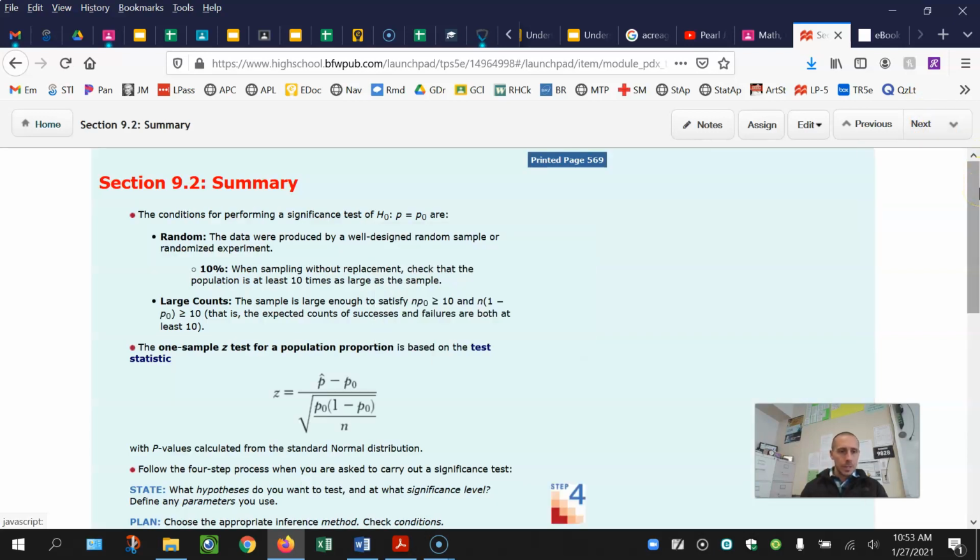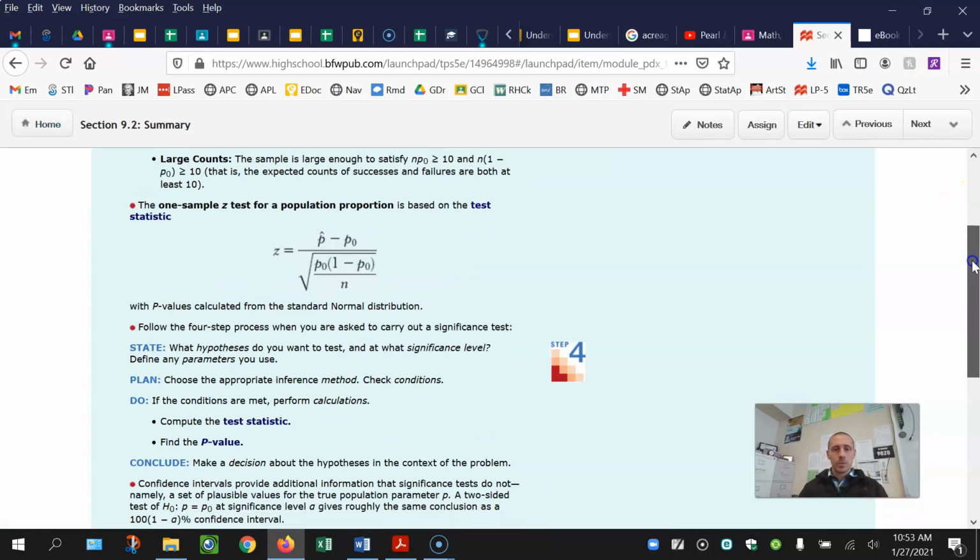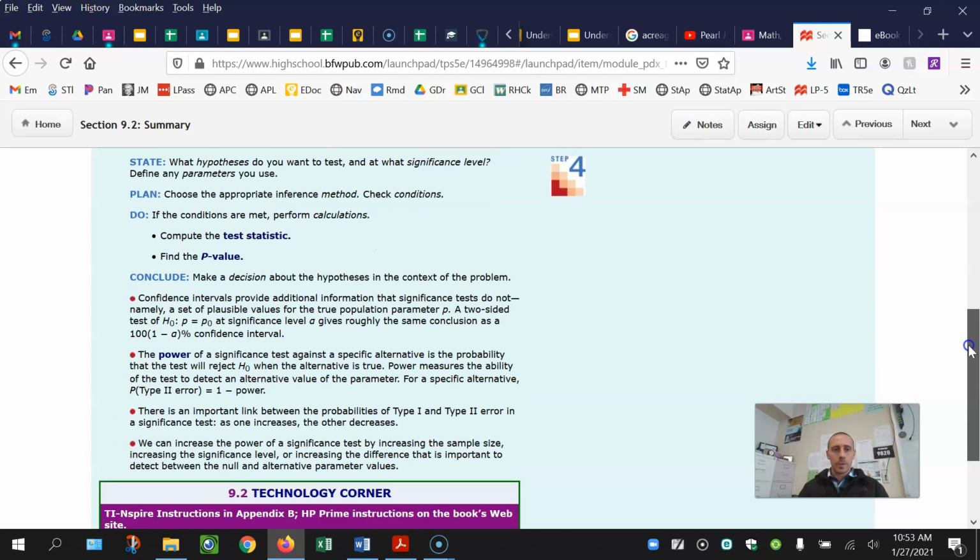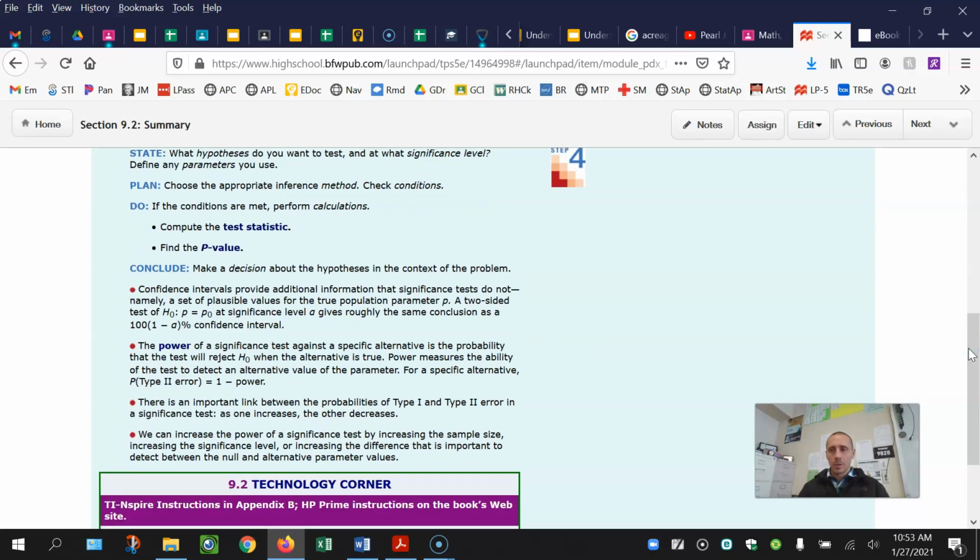So summarizing here, for a significance test for one proportion, you've got to check your 3 conditions: random, 10%, large counts, ignore the symbols. You're going to calculate a z-score, and then you're going to use that to get your p-value. We talked about power is when you correctly reject the null hypothesis when the alternative is true. It's a good thing. We went through some details with that.